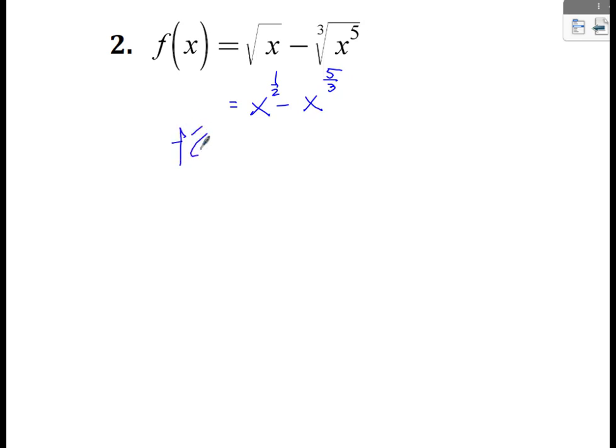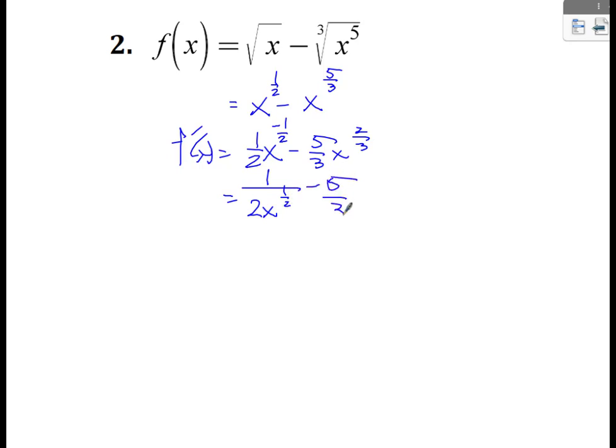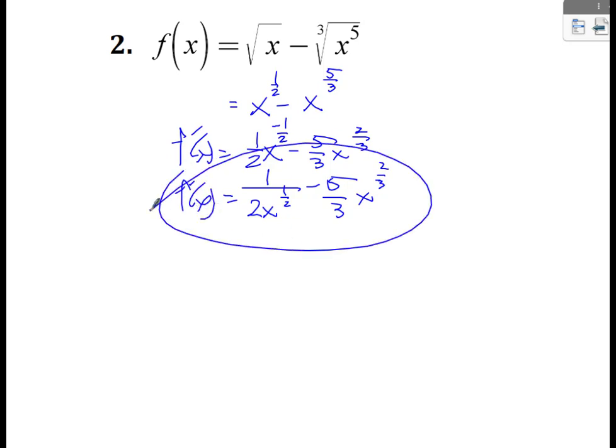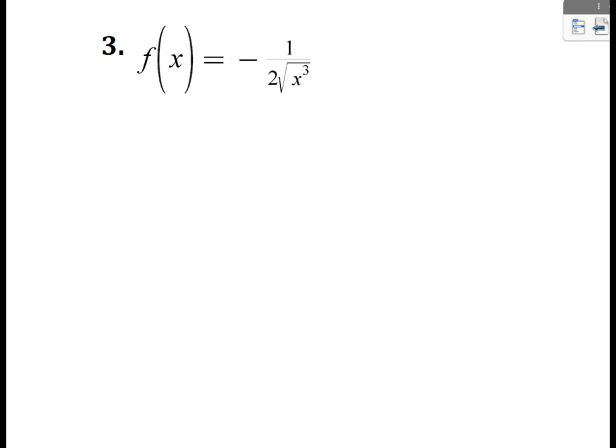Now we can perform the power rule, and you end up with 1/2 x, subtract 1 to get negative 1/2, minus 5/3 x, subtract 1 to get 2/3. That negative exponent needs to move that variable to the denominator. Don't do anything with this one over here. And so that is our derivative.